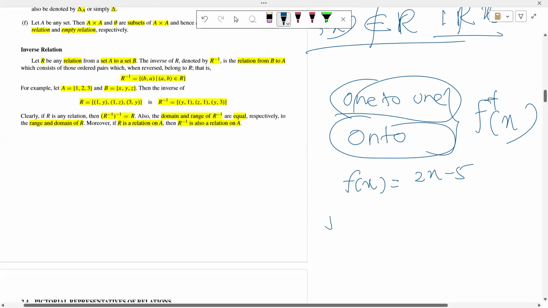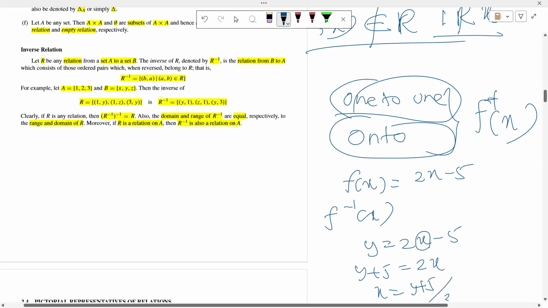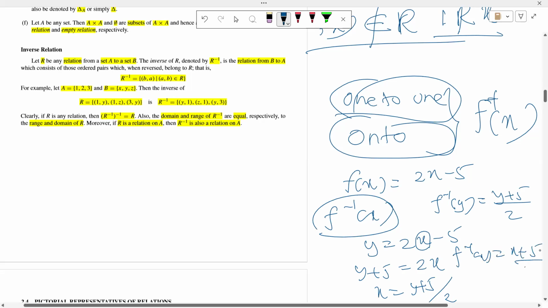Then we can find f inverse of x. How can we find the inverse? Just set y = 2x - 5, then change the subject to x. So y + 5 = 2x, so x = (y + 5)/2. This is the inverse function of y, that is, the inverse function is (y + 5)/2. So I need f inverse of x, which means (x + 5)/2. This is the way we can find the inverse function.